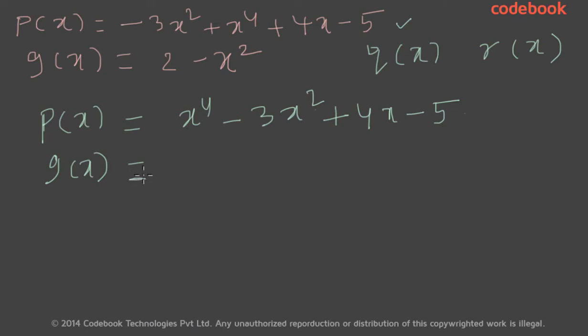Next, look at g of x. So g of x is 2 minus x square. The power of x is 0 in the first term, and the power of x is 2 in the second term. So that's in increasing power of x. So let's rearrange the terms. Now this becomes minus x square plus 2. If you observe this, now you can see that the terms are arranged in decreasing powers of x. So now we have completed step 1.